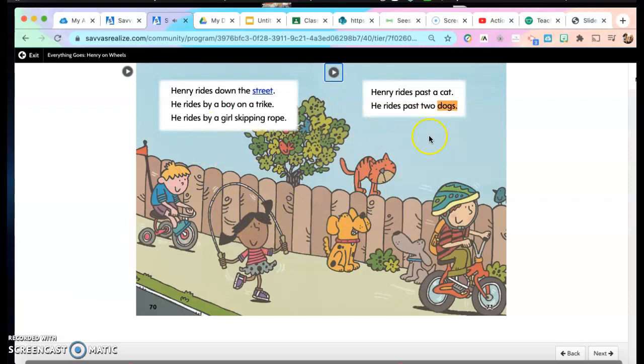All right, so looking back at our picture here, where is he riding? He's riding down the street. So that's also a part of our setting, right? Riding around the block and down the street. Is it daytime or nighttime? It's daytime. I see that there's light. I see kids are playing outside. So keeping note of that.